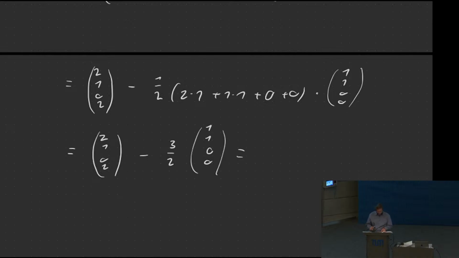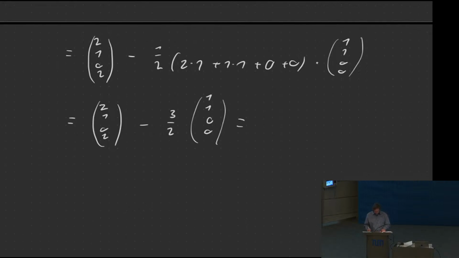And now we'll see if I'm correct. So 2 minus 3 over 2, that's 4 over 2 minus 3 over 2 should be 1 over 2. 1 minus 3 over 2 should be minus 1 over 2. Then 0 minus 0 is 0. And finally, 2 minus 0 is 2. Right? So this vector should now be orthogonal to B1. Let's briefly check that.